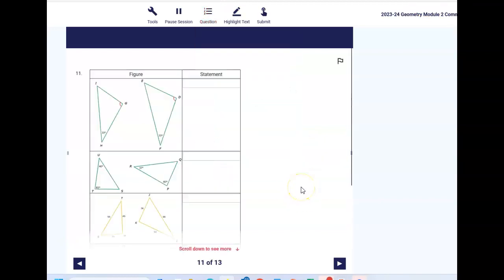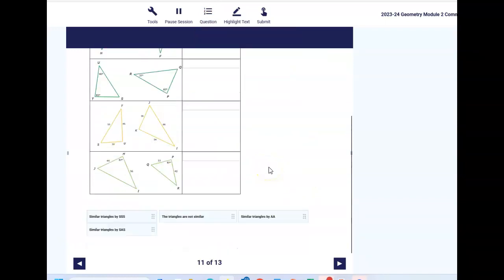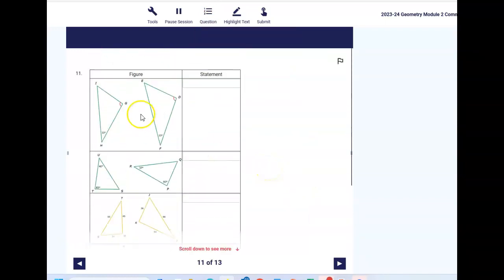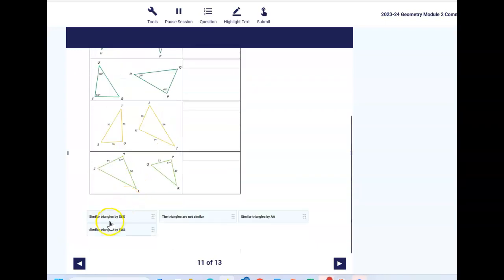Question 11 is a matching question. So for each of these images you see listed here, you want to match up with the 4 statements down below. So the triangles are similar by SSS. The triangles are not similar. Similar triangles by AA. And similar triangles by SAS.